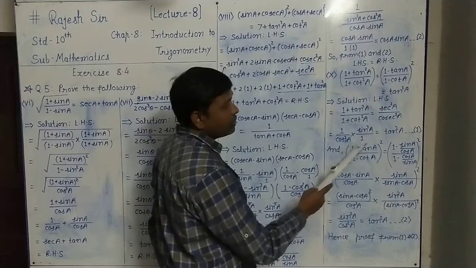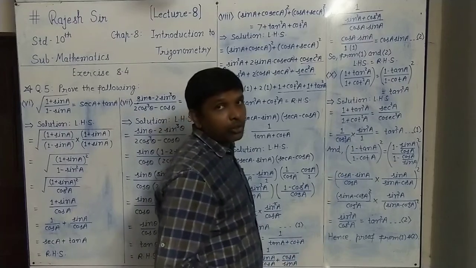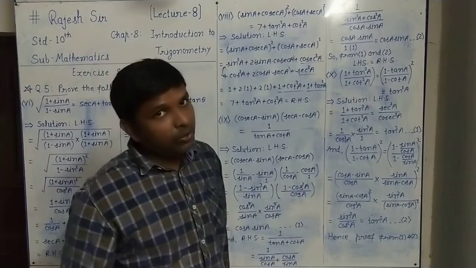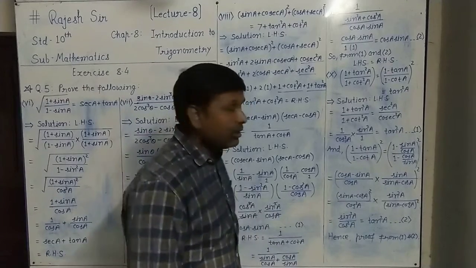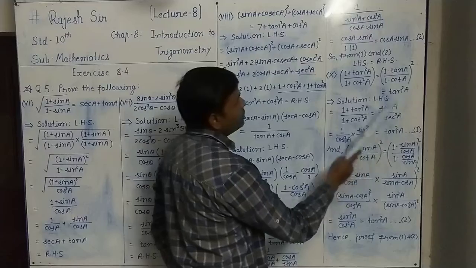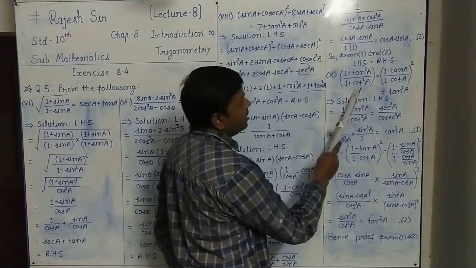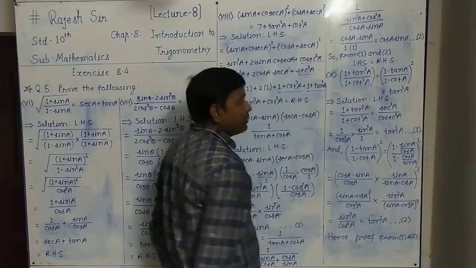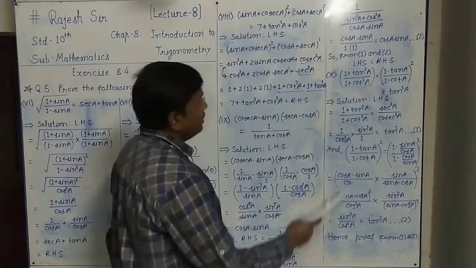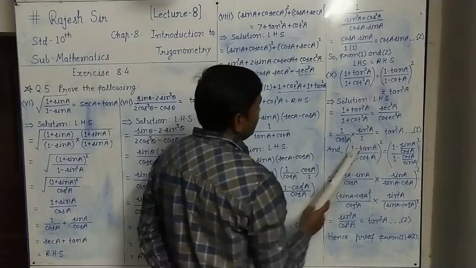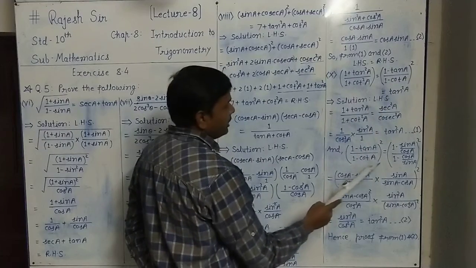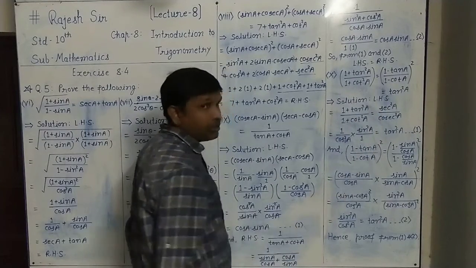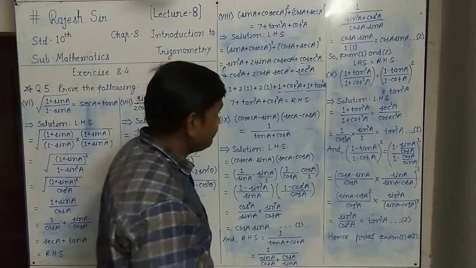Sin square A upon cos square A. Sin square A upon cos square A is sin A upon cos A, square. Sin A upon cos A is tan, and its square is tan square A. So result 1 shows that this left side part is equal to tan square A. First part is true. What about this second part that we have taken now? And this part is 1 minus tan A upon 1 minus cot A, the whole square. We are simplifying this now.